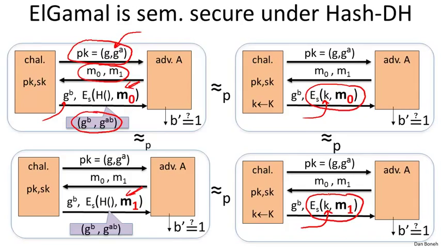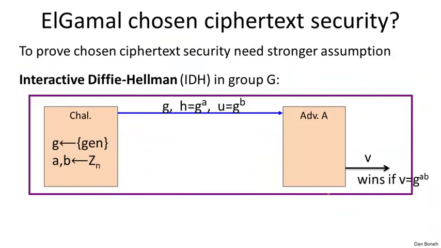But semantic security isn't enough. What we really want is chosen ciphertext security. And the question is, is ElGamal chosen ciphertext secure? It turns out that to prove the chosen ciphertext security of ElGamal, we actually need a stronger assumption. Hash Diffie-Hellman or computational Diffie-Hellman are actually not enough to prove chosen ciphertext security of the system, as far as we know. So to prove chosen ciphertext security, I'm going to introduce a new assumption called the interactive Diffie-Hellman assumption.